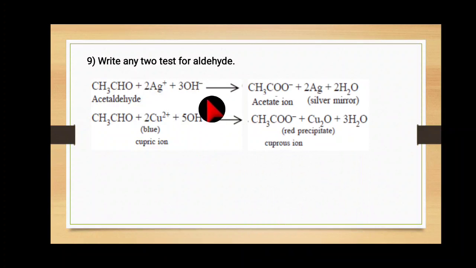The first equation we see is in ammoniacal silver nitrate solution. Silver nitrate is dissolved in ammonium hydroxide. The ions alone we can take for the reaction. On the product side, the silver mirror will appear. The acetaldehyde turns to acetate ions and a silver mirror, with water.